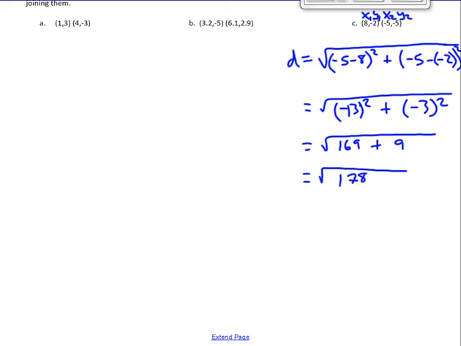Look at seeing if there's any perfect squares in 178. And there are not, because I can break down 178 into 2 times 89. 89 is a prime number, so we're good to go with the square root of 178 for the distance. Make sure that you can do the midpoint and distance formula and plot these points for your quiz.